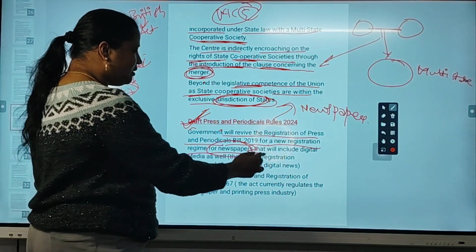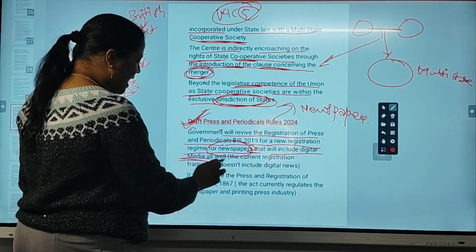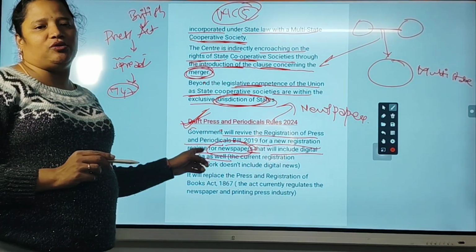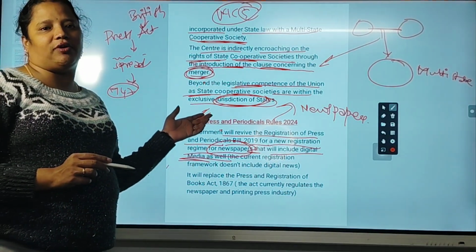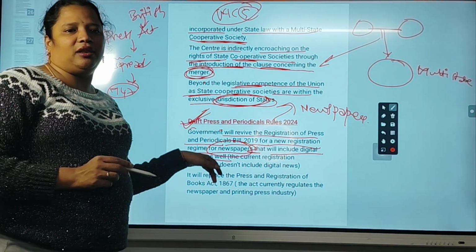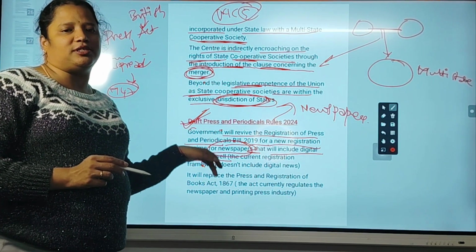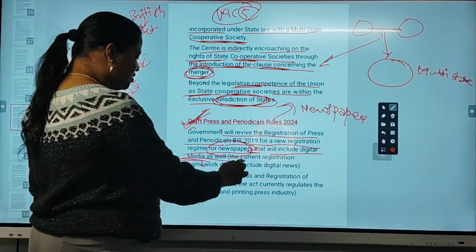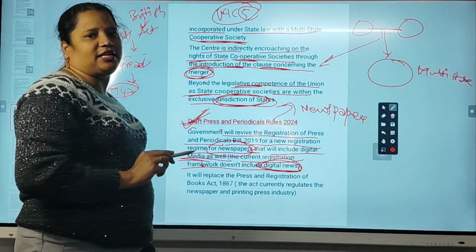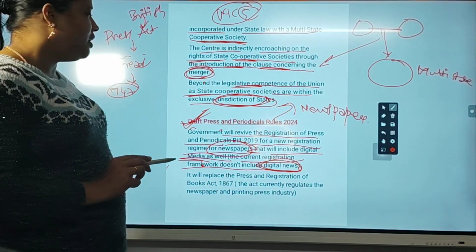It will include digital media as well. This time the bill includes digital media. Digital newspapers like The Hindu, Times of India, whatever, they are coming online also, and the bill mentions some controls on that too. The current registration framework does not include digital news. Whatever act is presently there does not include digital newspapers.